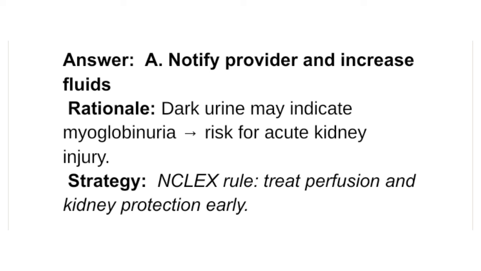Rationale: dark urine may indicate myoglobinuria, a risk for acute kidney injury. Strategy: NCLEX rule, treat perfusion and kidney protection early.